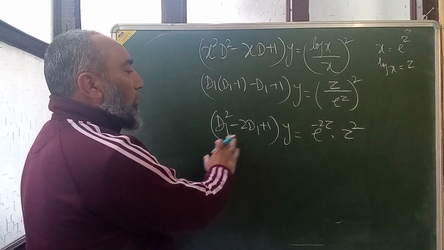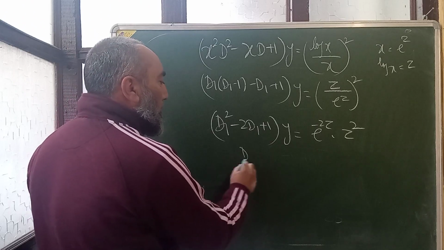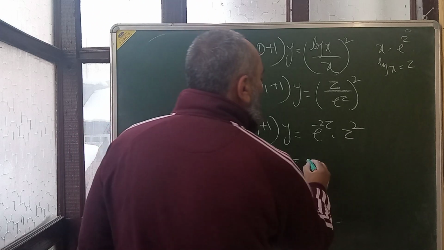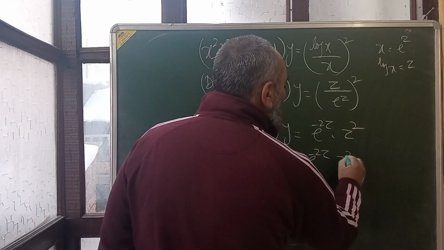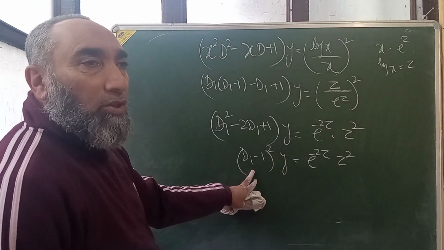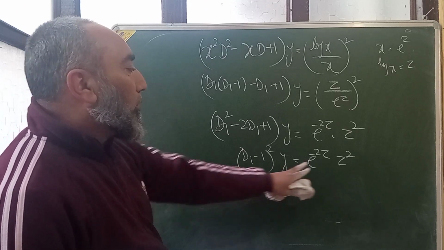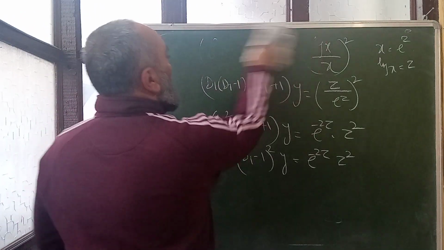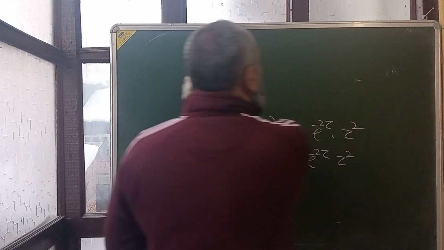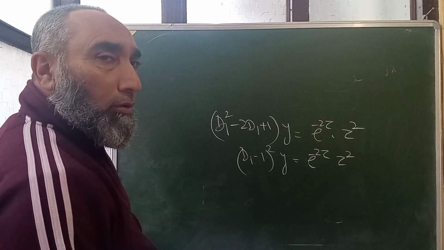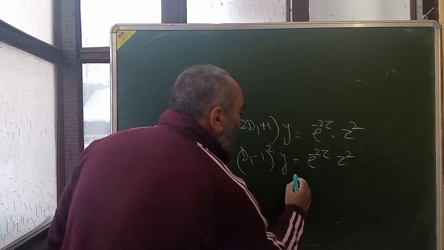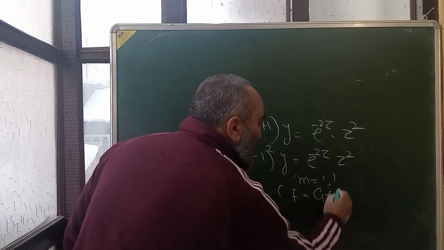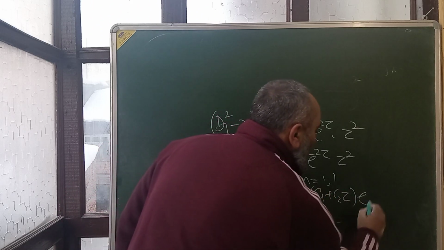You have (D₁ − 1)² operating on y = e^(−2z) z². Auxiliary equation is quite simple. You will do it. For the particular integral, you have to replace D by D + a, right? Or you want me to show the auxiliary equation again? This is m = 1 and 1. Complementary function is (c₁ + c₂z) e^z.